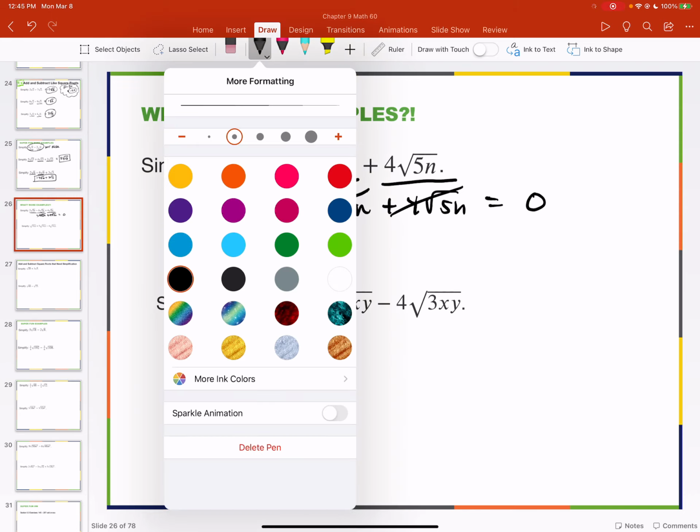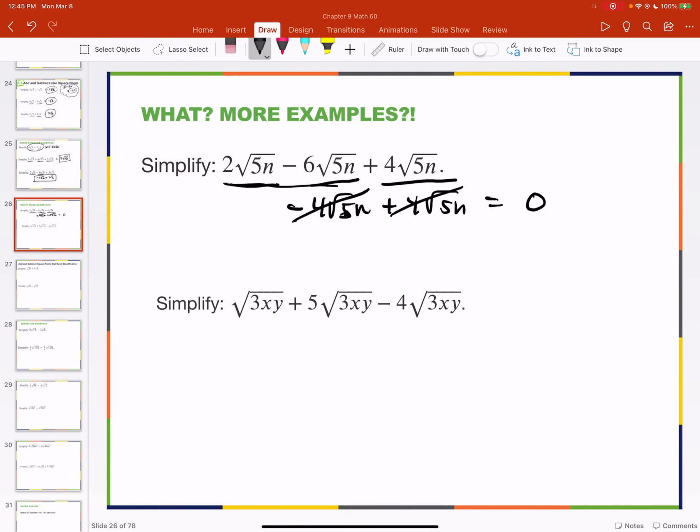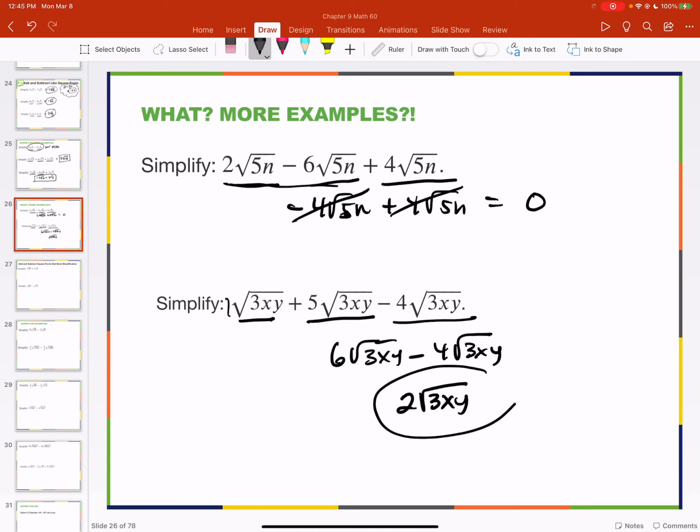Okay, so here we have 1 square root of 3xy plus 5 square root of 3xy minus 4 square root of 3xy. So the first 1 plus 5 is 6 square root of 3xy minus 4 square root of 3xy. So then your final answer, 2 square root of 3xy.